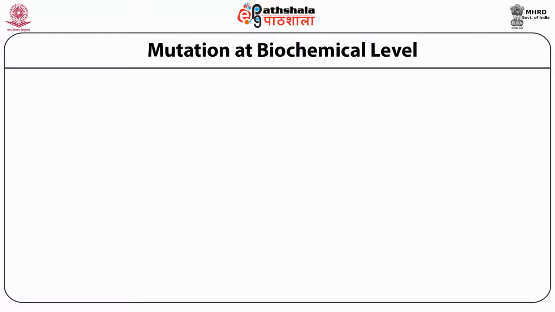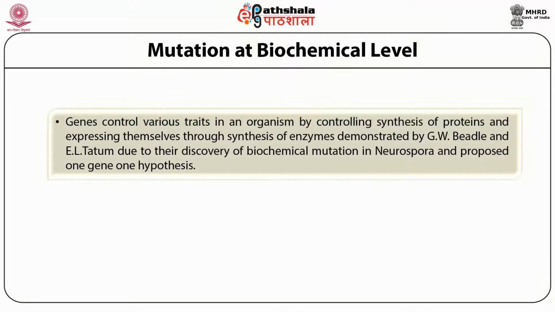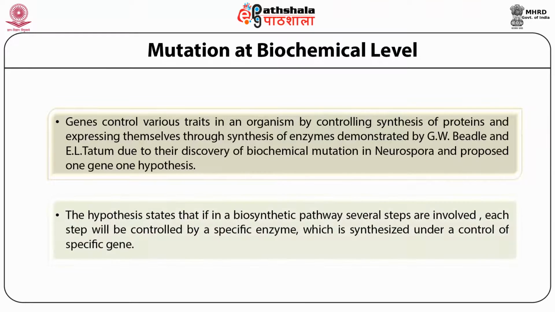Now, let's move to the biochemical level from the molecular level. As we all know, genes control various traits in an organism by controlling synthesis of proteins and expressing themselves through synthesis of enzymes. Beadle and Tatum proposed one such hypothesis for the action of enzymes, which is one gene, one enzyme hypothesis. The hypothesis states that in a biosynthetic pathway, several steps are involved, and each step will be controlled by a specific enzyme, which is synthesized under the control of a specific gene.